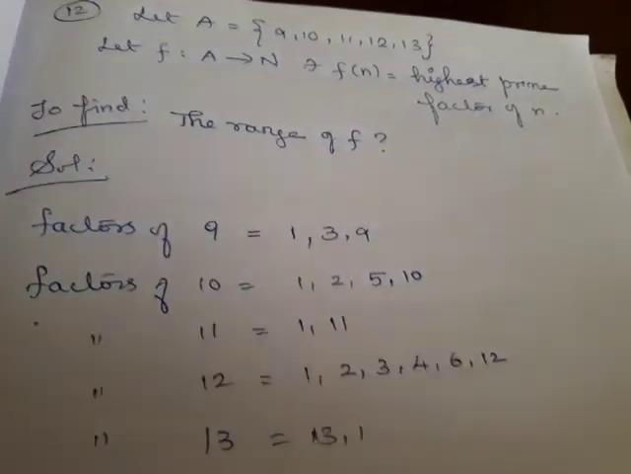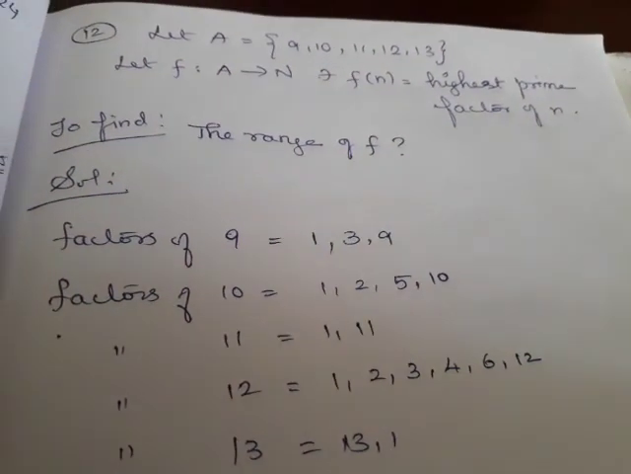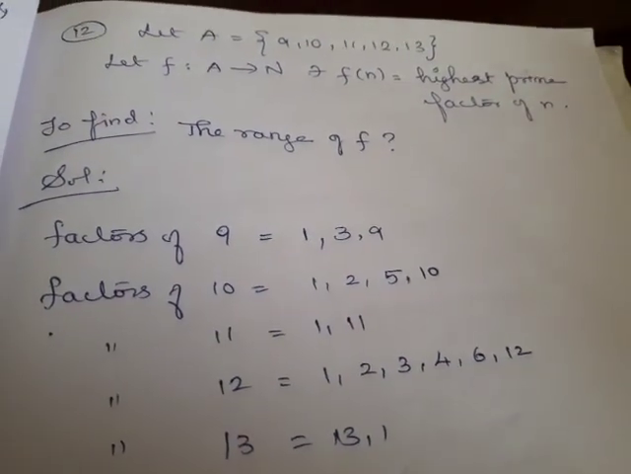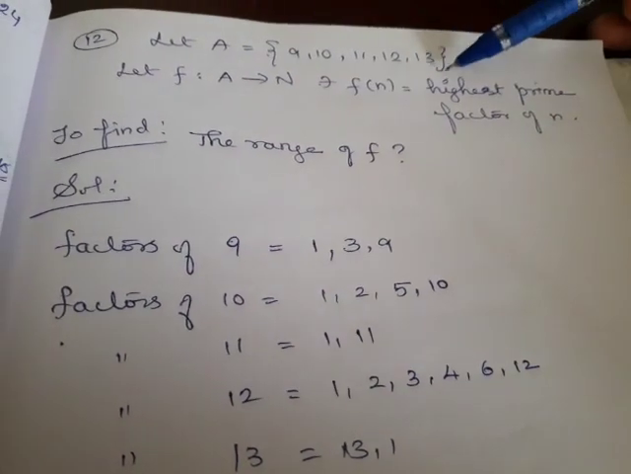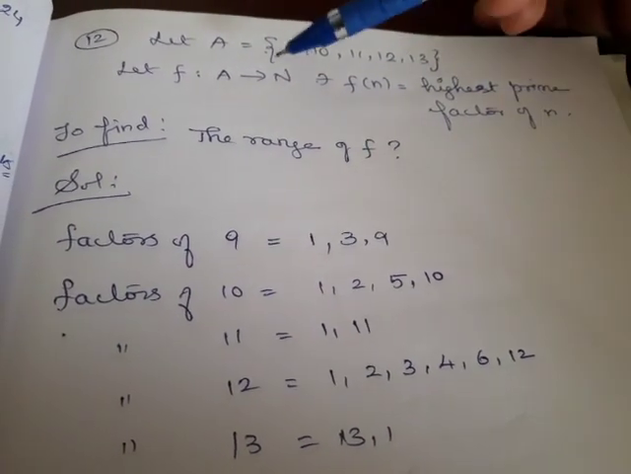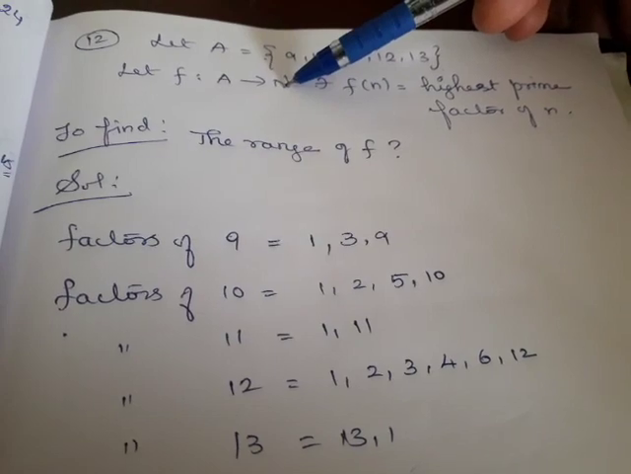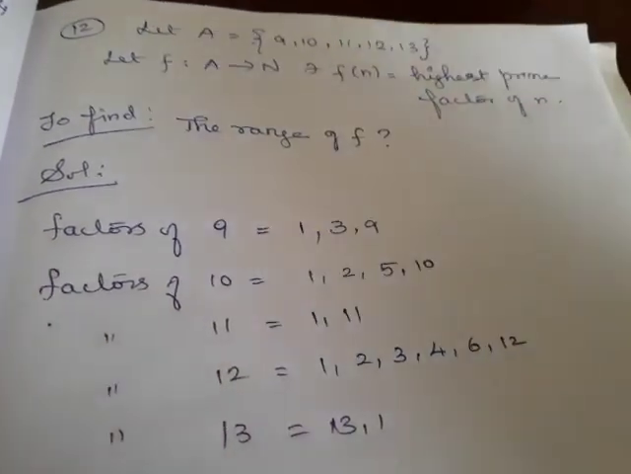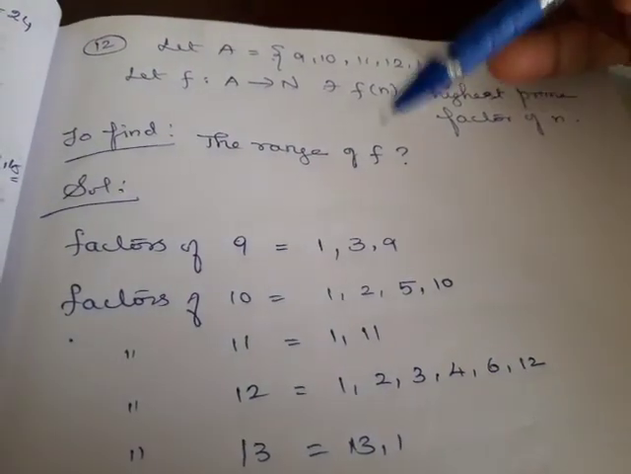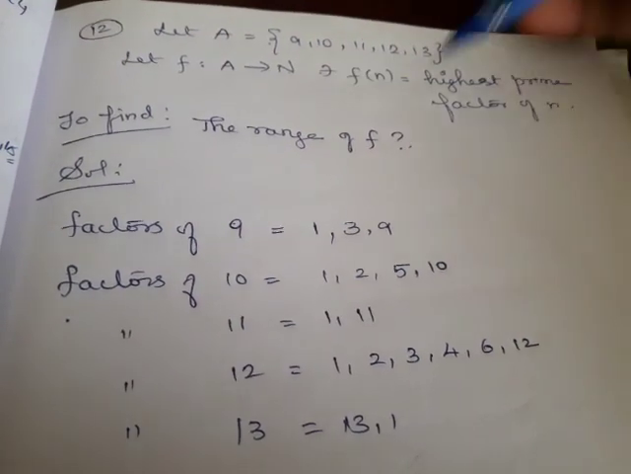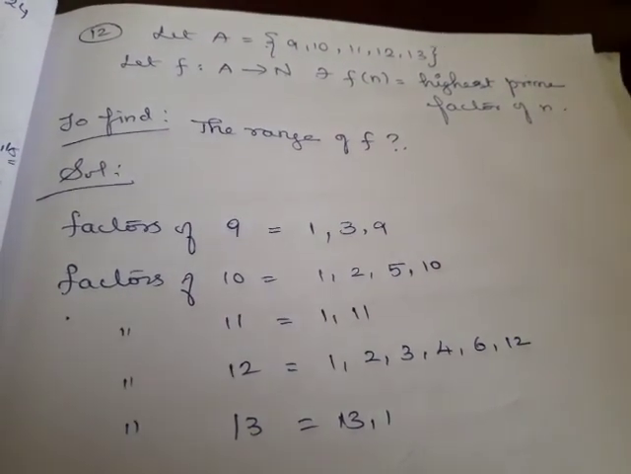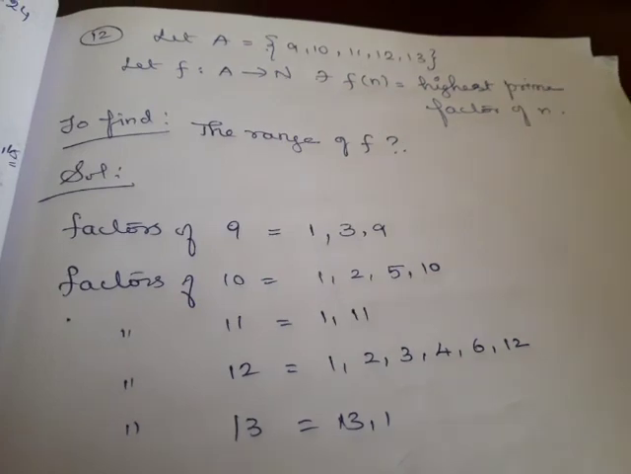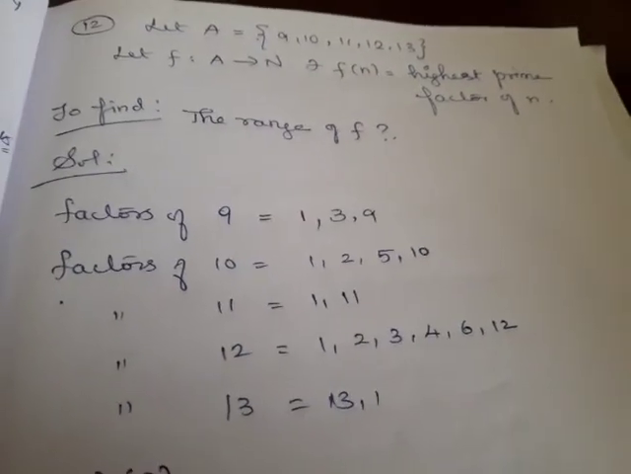This is a very easy problem. Hope you can do it by yourself, but still I'll give you the gist of what you should do. Here the set A, they have given you a few elements. The function is defined from A to N, the natural numbers, such that f of n is the highest prime factor of n. They asked you to find the range of f. So before finding the highest prime factor, first list out all the factors of that number so that it will be easy for you.